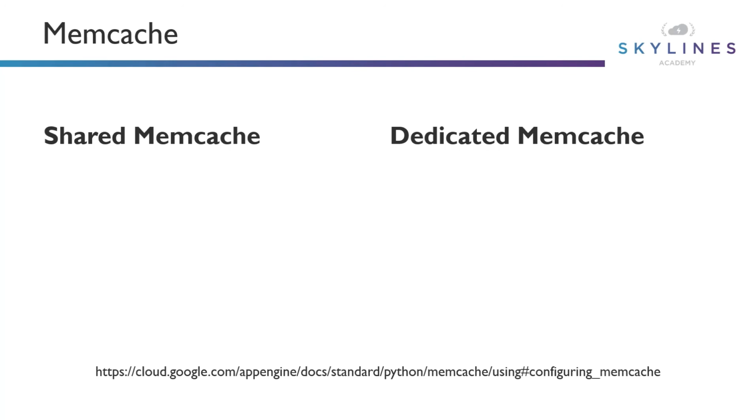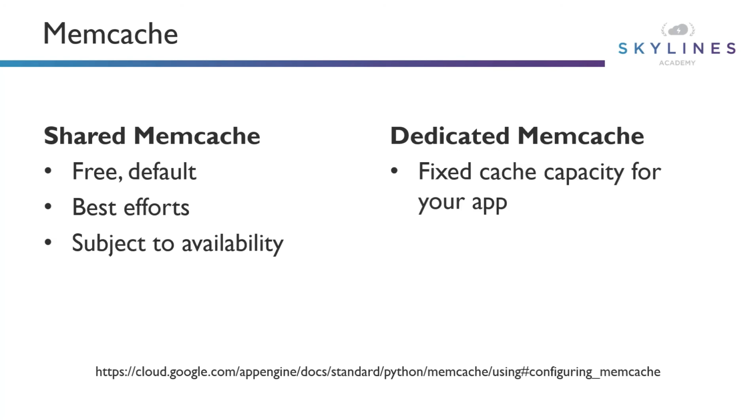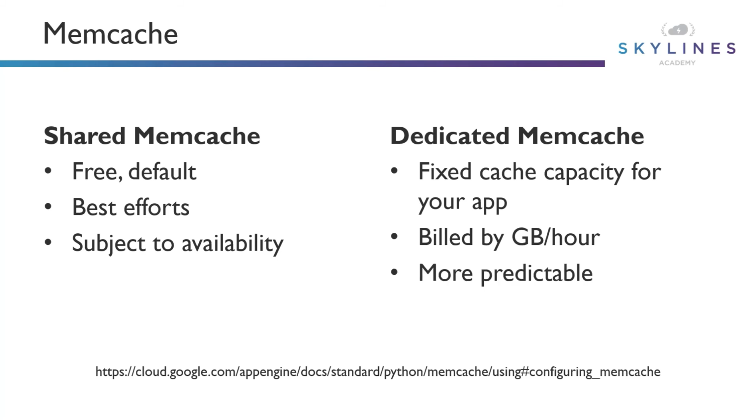Shared Memcache is the free default for App Engine applications. It provides cache capacity on a best-efforts basis, subject to the overall demand of all the App Engine applications using the same shared Memcache service. That includes other people's. Dedicated Memcache provides a fixed cache capacity assigned exclusively to your application, billed by the gigabyte-hour of cache size. Since you own the cache, your app-to-cache performance will be more predictable.